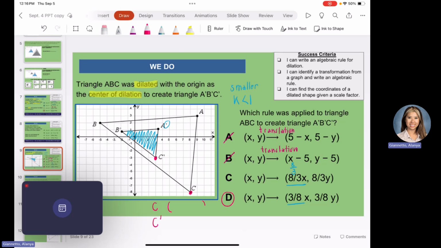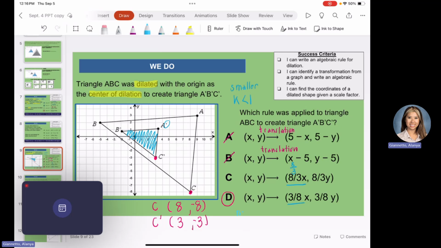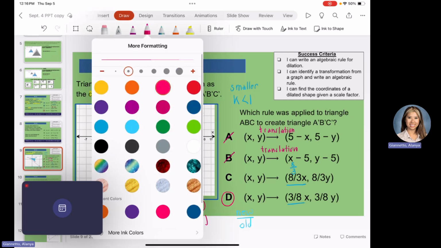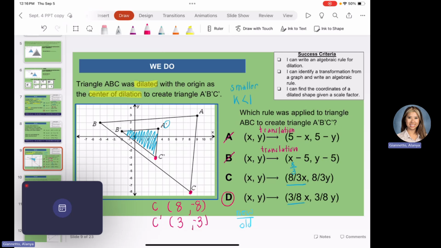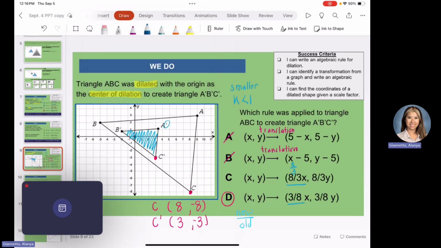Okay, so for C, the coordinate for C is going to be 8, comma, -8. And then for C prime, we have 3, comma, -3. And so something that you have to remember is new over old. What does that mean? Well, first off, I'm going to just box off the side that we're using because we actually don't need both numbers, x and y. We just need x or y, right?